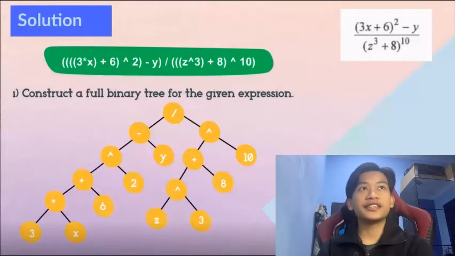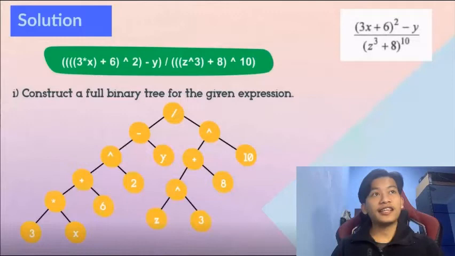Let's focus on the right side first. From the power node, it has a leaf on the right side filled with number 10, and the left side has a node filled with the addition symbol. From the addition symbol, the right node will be filled with number 8 and the left node will be filled with the power symbol. From the power symbol, the right node will be filled with number 3 and the left node will be filled with Z.